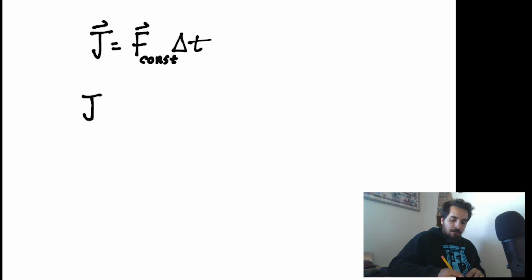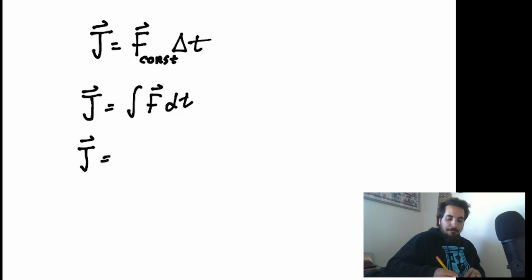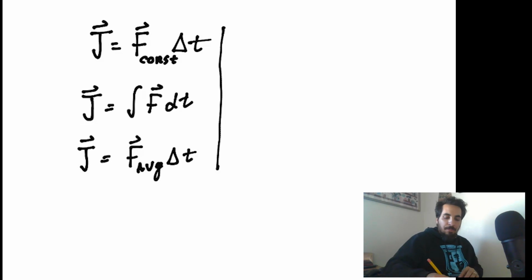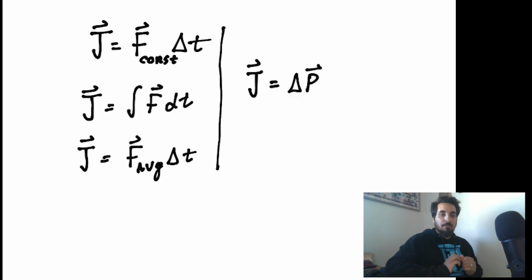Or if we are given a force that is changing, we can say it's the integral of the force dt. Sometimes that's useful. Or if we have some average force, we can represent it as the average force, not dt, rather delta t. The average force multiplied by delta t. And in each of these cases, what we know, and this is what we defined in the beginning, is that that impulse J is exactly equal to our change in momentum. So our impulse can tell us our change in momentum.